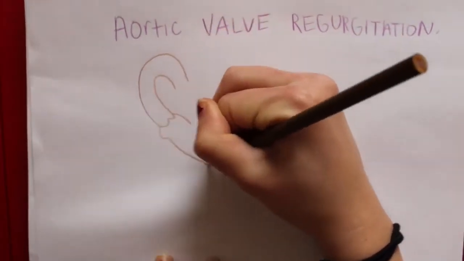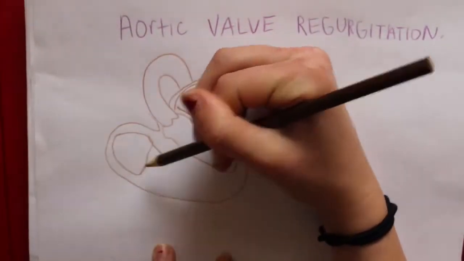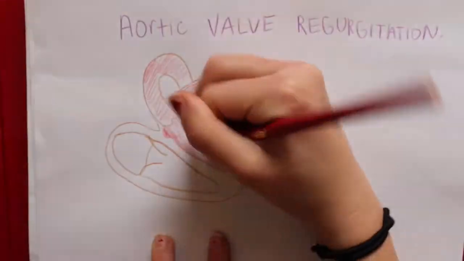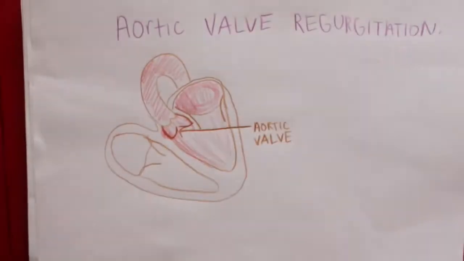Today we're going to talk about aortic valve regurgitation. This is a condition where the heart's aortic valve does not fully close, which results in oxygen-rich blood leaking back into the heart instead of being pumped into other areas of the body. This will result in the heart inefficiently pumping blood, and vital organs not getting enough oxygen.